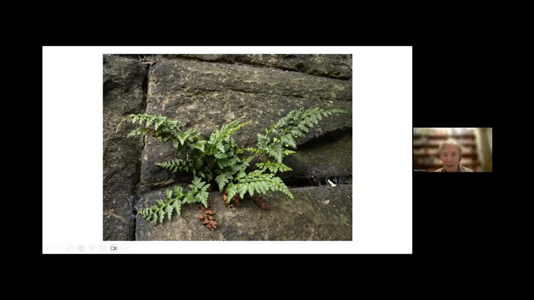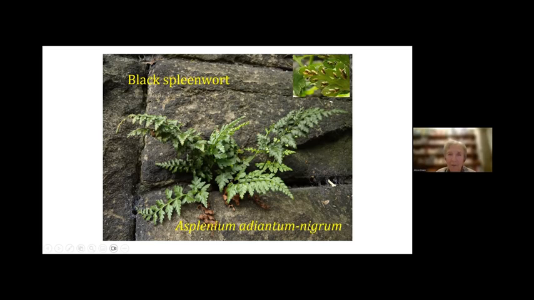The clue here is this black stipe. And this is the black spleenwort. So it's got the linear sori of an asplenium. Locally quite common. I think more common in the south than it is here in the north. And this is on the wall of the old railway on the main road in Earby. I was quite surprised to find it.